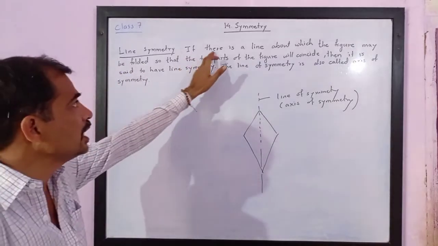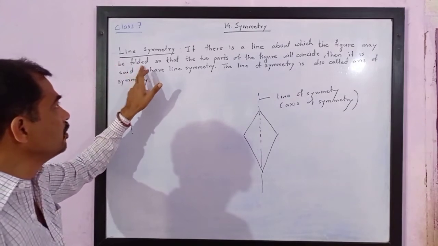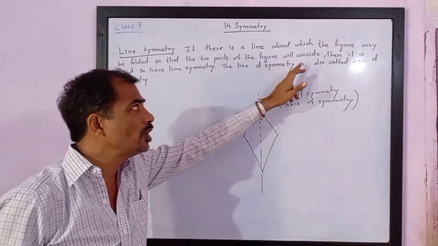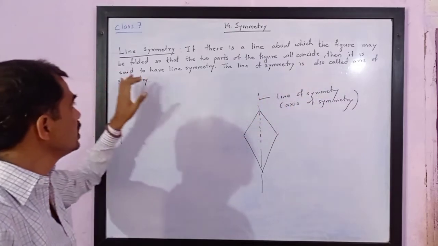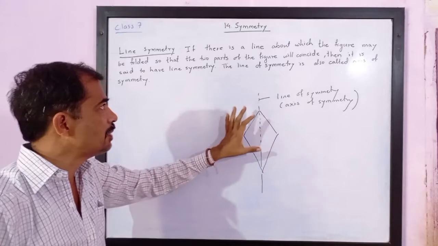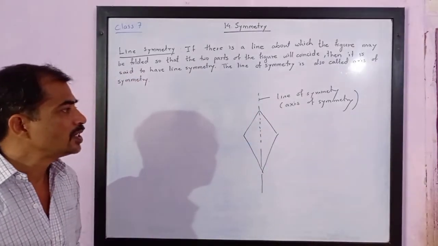See, if there is a line about which the figure may be folded so that the two parts of the figure will coincide, then it is said to have line symmetry. Then the figure is said to have line symmetry. Line symmetry is also called axis of symmetry.